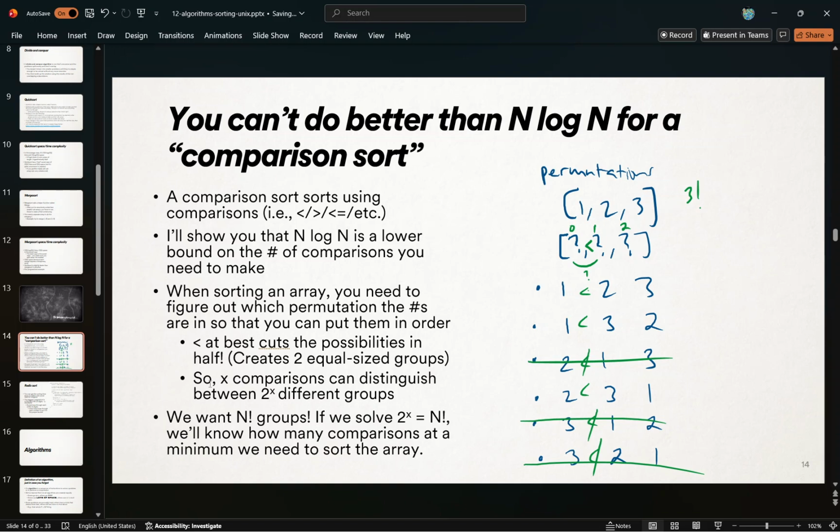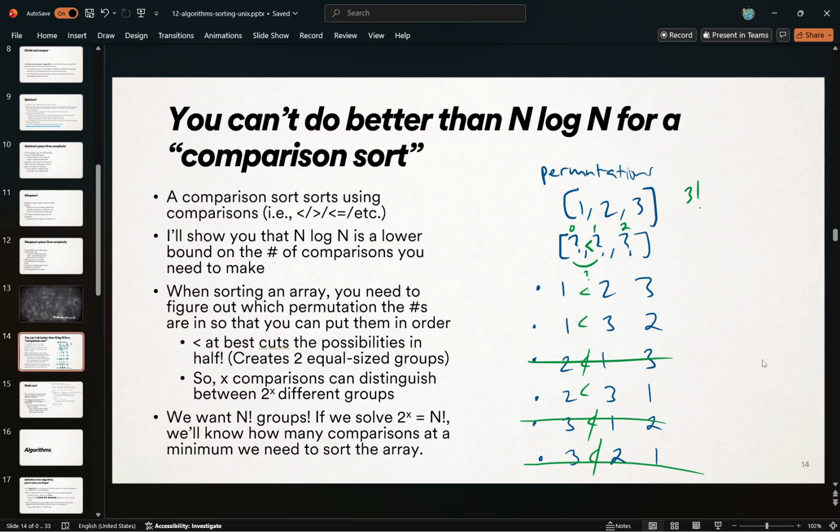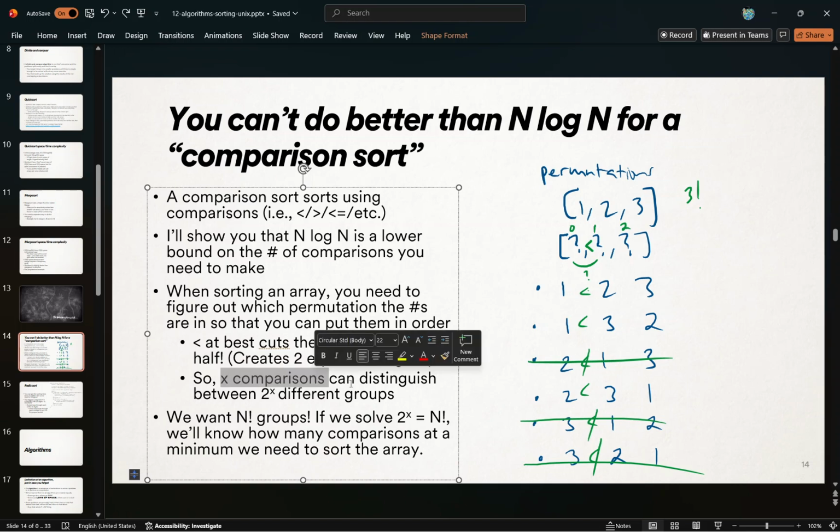So that is going to lead to a proof. If you do a less than comparison on two indices, at best, that's going to cut the number of possibilities of which universe you're in for the order of your numbers in half. You can have two equal-sized groups, one where it was true, one where it wasn't true, and you might be in the other universe right now with your numbers. Who knows? So if you make another comparison, you can chop that in half again, at best, if you do the right one. So does that make sense then that if you make X comparisons total, you can chop off 2 to the X.